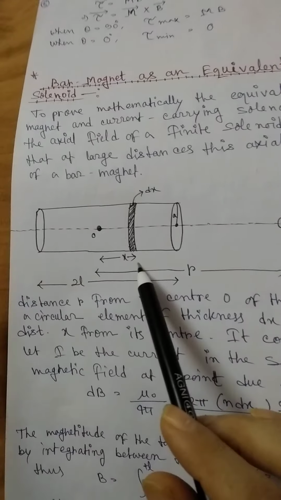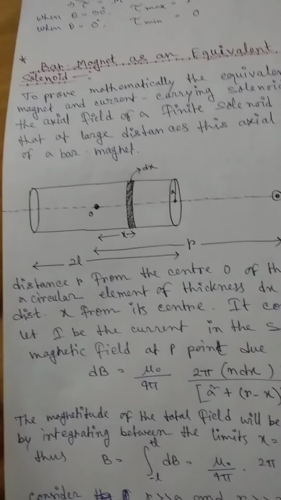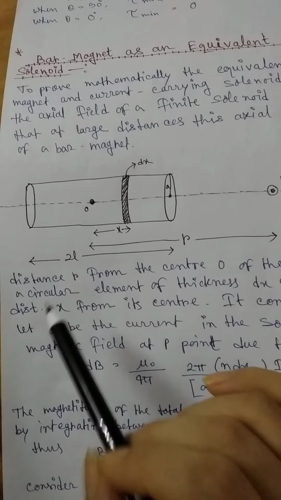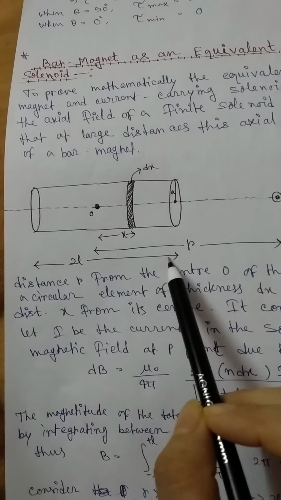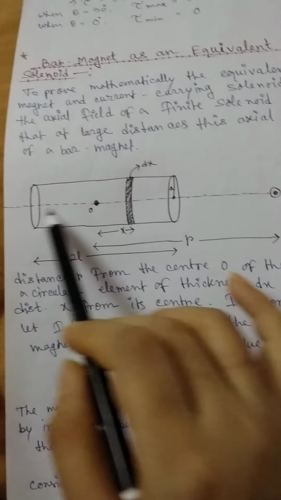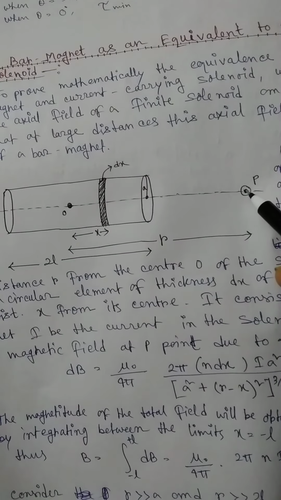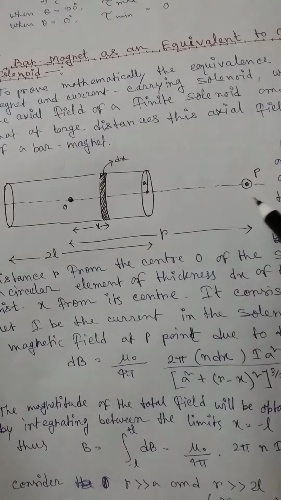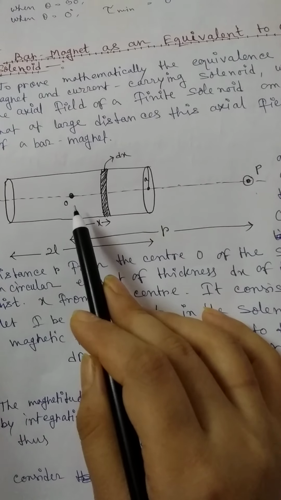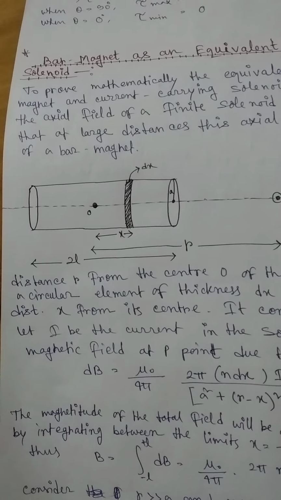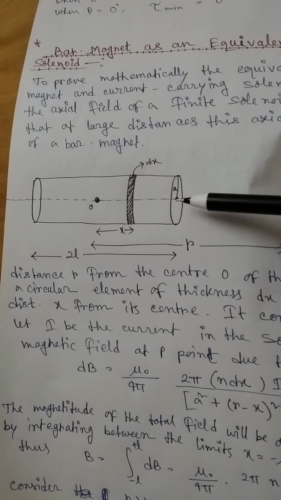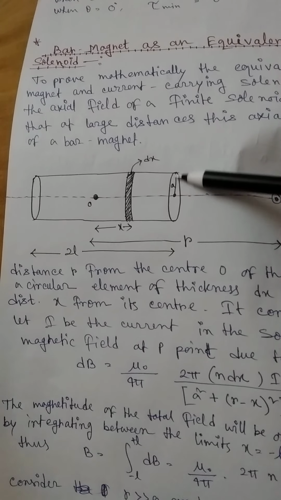That means here we have to take a solenoid. Just look here, this is a solenoid, and the length of this solenoid is 2L, and this is the axial line of this solenoid, right? We take a point P on this axial line, and suppose this point P is placed at distance r from the center of this solenoid. The radius of the cross sectional area of this solenoid is a.